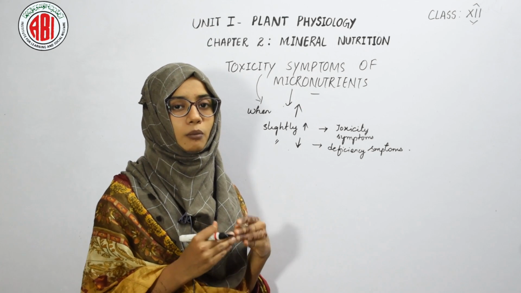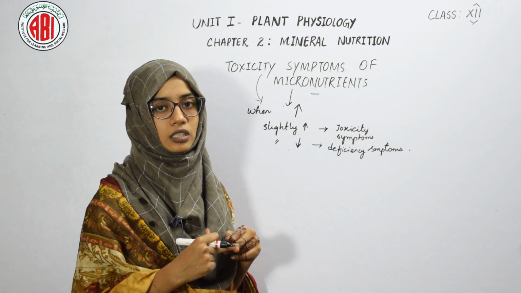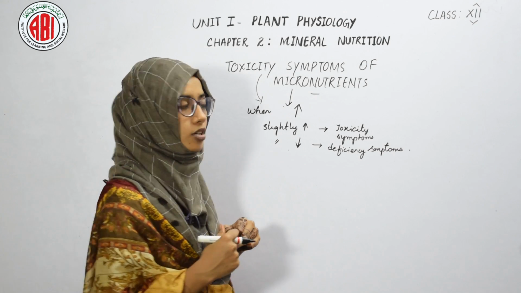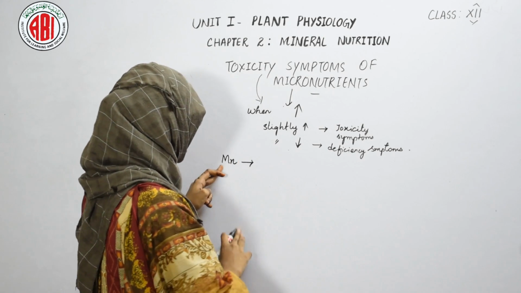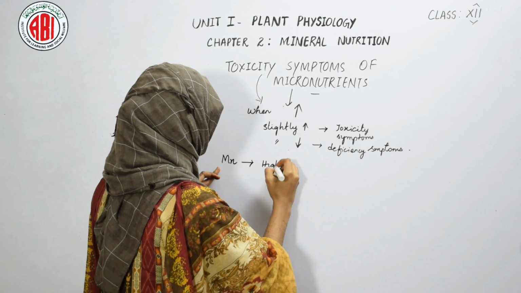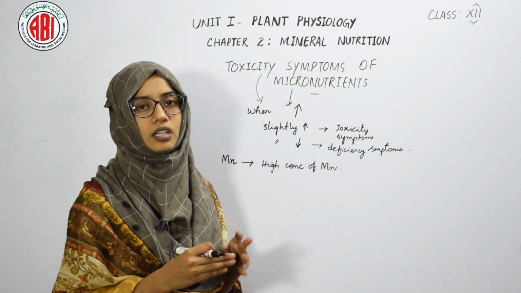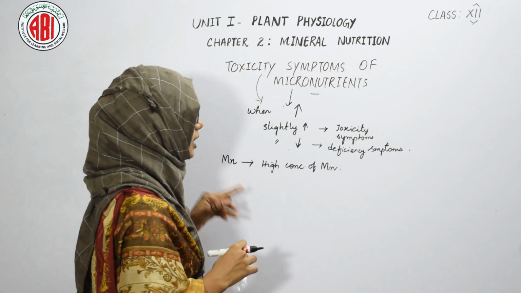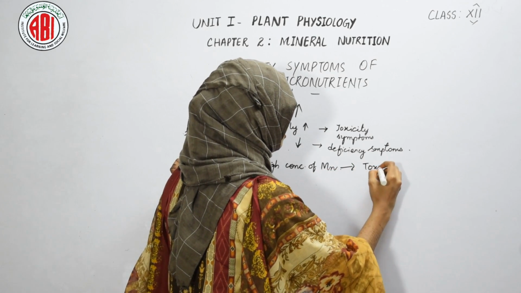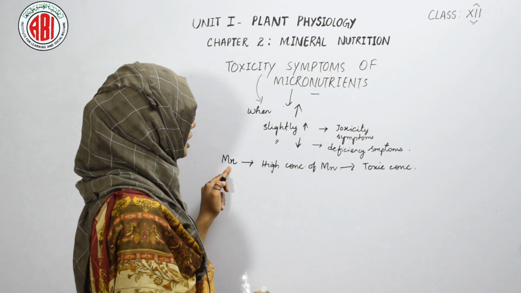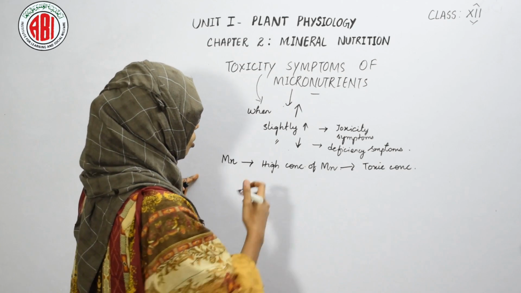Toxicity can be defined as the concentration by which the decrease in the dry weight of the plant takes place by 10%. To understand it clearly, let us take an example of manganese. A high concentration of manganese reduces the dry weight of the plant by 10%, and that concentration of manganese is termed the toxic concentration. Now, when this manganese element is present in a higher concentration, it shows three things.